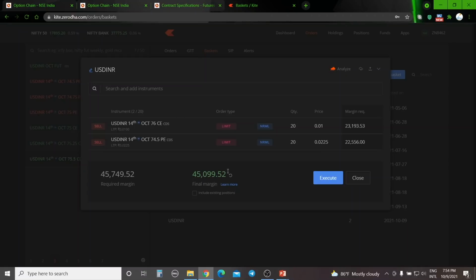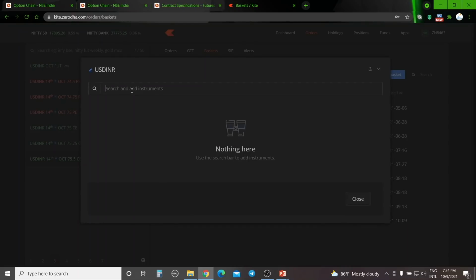So not very suitable. But people do short strangle here. Maybe since the market is closed, the premiums are like this. Maybe if we get a live market, the premiums will be better. So let us see the next one.